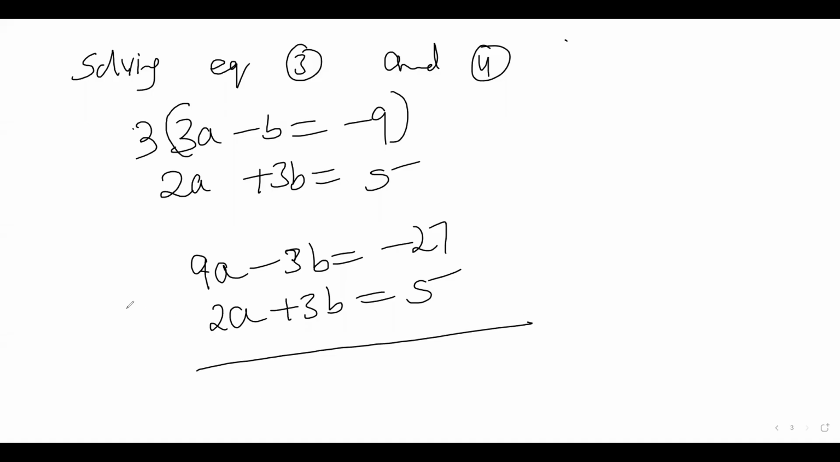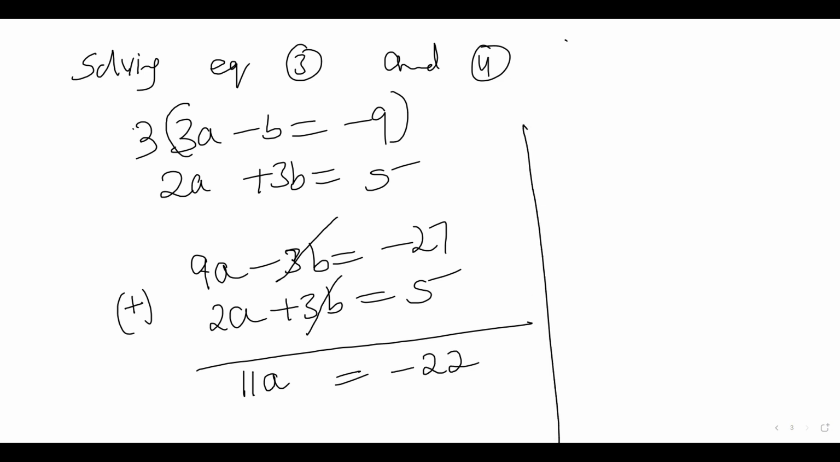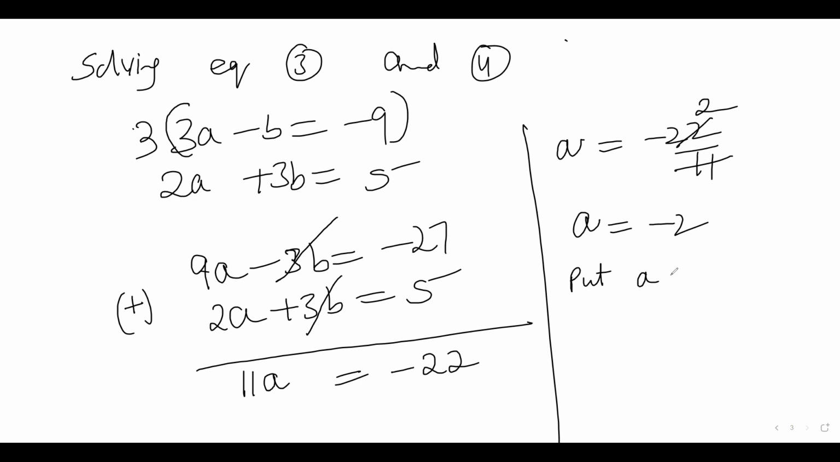So on adding both the equations, minus 3b and plus 3b will get cancelled. 9a plus 2a is 11a, minus 27 plus 5 is minus 22. Okay, now a is equal to minus 22 by 11. 11 how many times? 2 times. a is equal to minus 2.